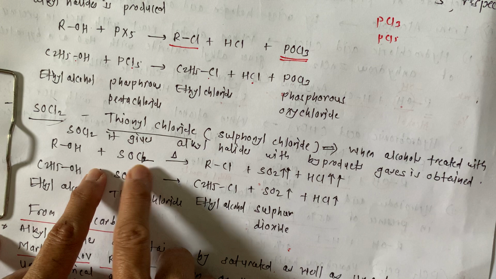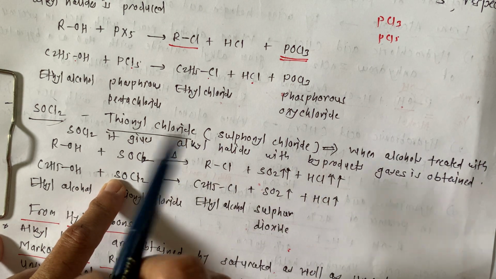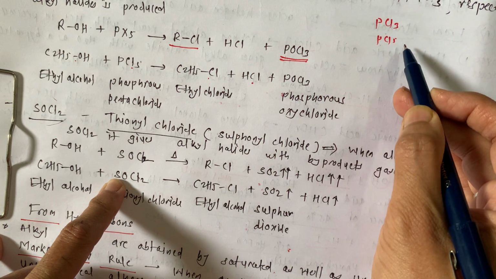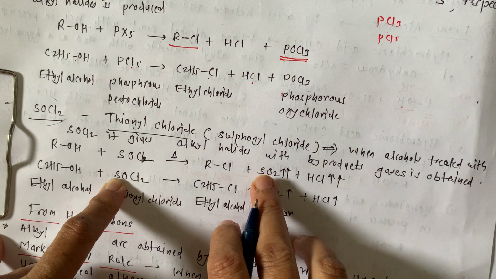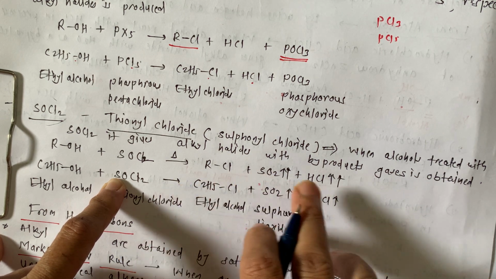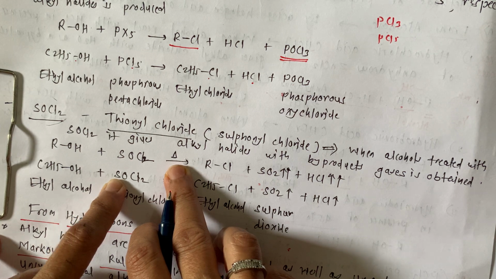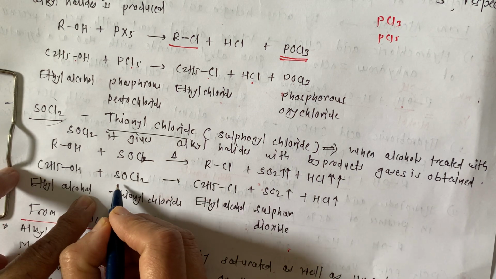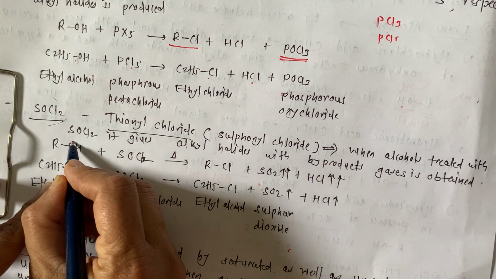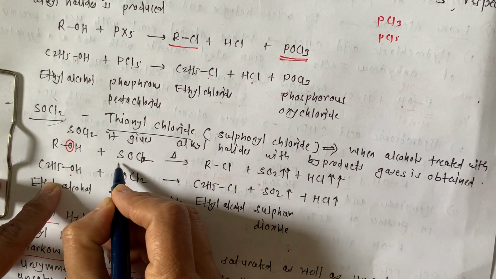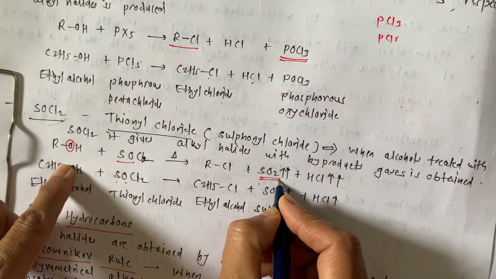So what is that? SOCl2. Again, this is a very simple reaction. See, it is not complicated like PCl3 and PCl5. Here again we have to remember SO2 gas is formed. So it is easy to balance the reaction. Here we are providing heat, and now this S, this oxygen and 1 oxygen from the alcohol, SO and oxygen. So there is formation of SO2.